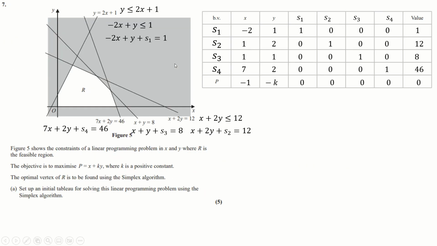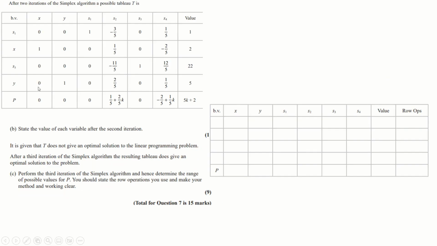Now, they've done some of the simplex algorithm, and the reason they've partly done this is just because that means everyone's now using the same table. They've done a couple of iterations. They've got this, and they want us to do one more iteration to get another answer. First, it wants us to state each value after 7 iterations. So clearly S1 is 1, X is 2, S3 is 22, Y is 5, and if it doesn't appear in this, you just say it's 0. So S2 and S4 will just be 0.